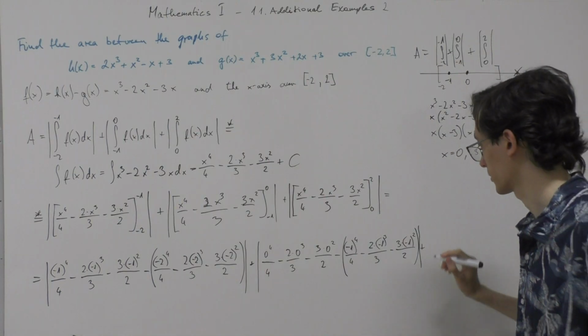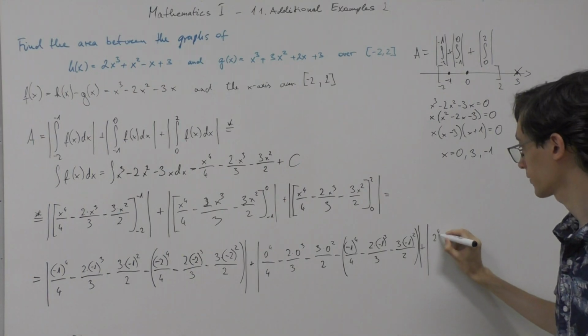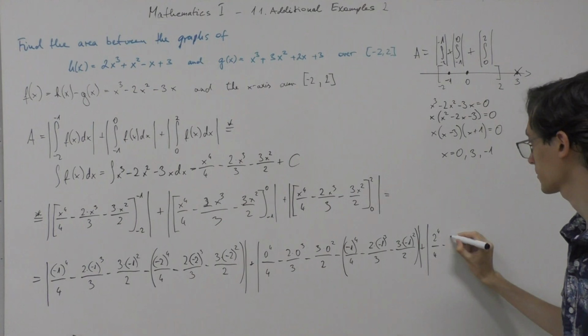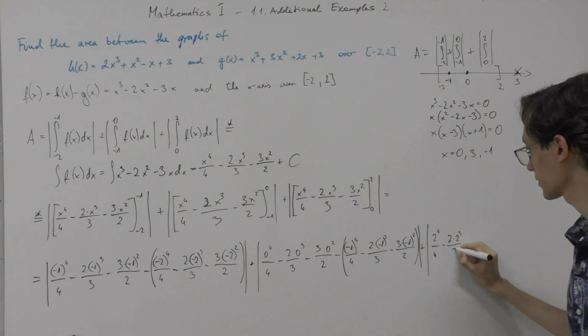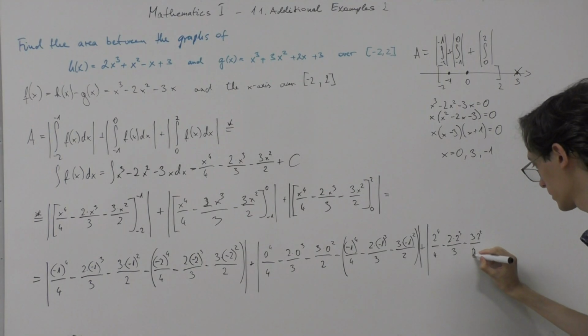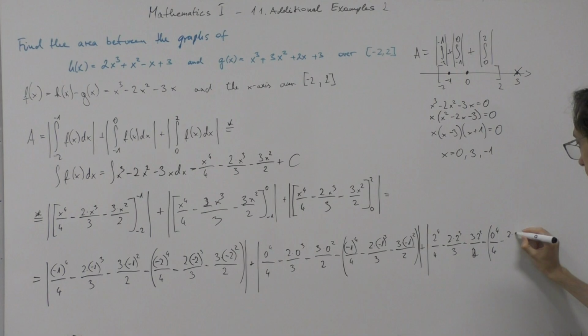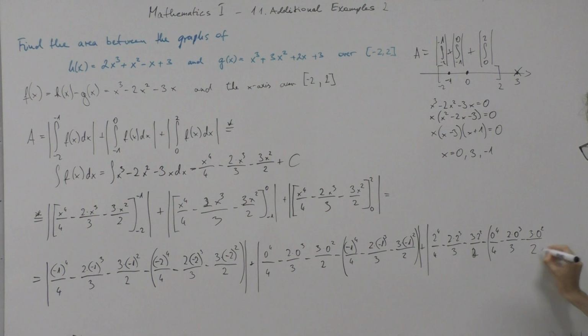And let's not forget to close the absolute value, and then we have the third interval, and here we have 2 to the 4th power over 4 minus 2 times 2 cubed over 3 minus 3 times 2 squared over 2 minus 0 to the 4th power over 4 minus 2 times 0 cubed over 3 minus 3 times 0 squared over 2. And you can end the exercise here.